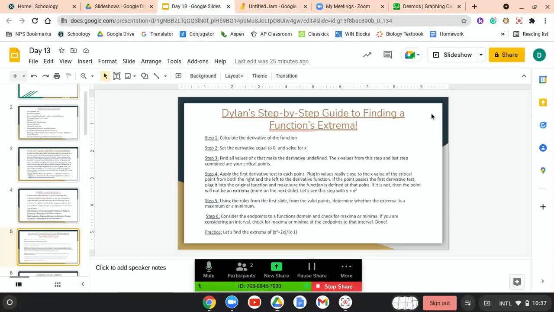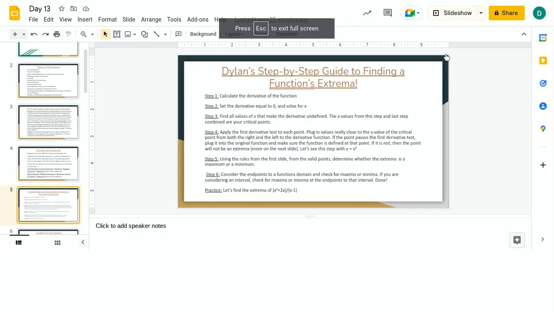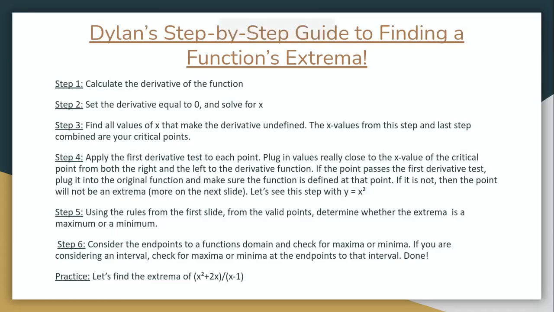Yeah. So once you've applied the first derivative test, make sure that the critical point, if you find a point that should be a minimum or a maximum, is defined at that point in the original function. If you've done that and you find it is defined and it passes all the criteria, then there's a maximum or minimum there and you're good to go.